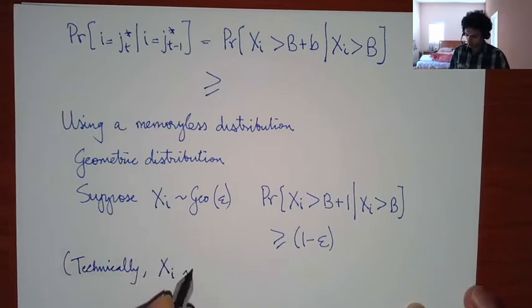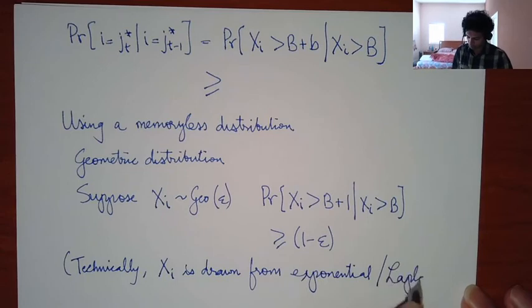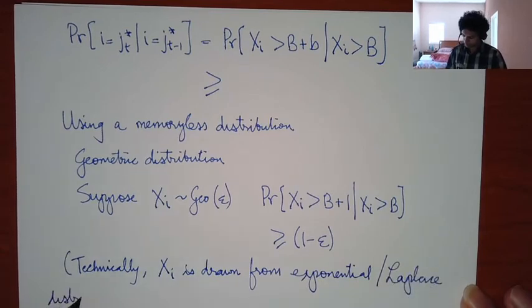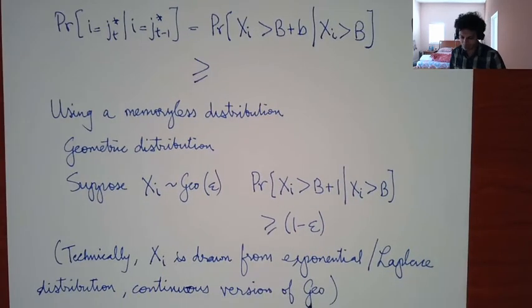xi is drawn from an exponential distribution or a Laplace distribution, which is some kind of continuous version of the geometric. I mean, the exponential distribution is a continuous version of the geometric distribution. The Laplace has connections with the differences between these distributions.